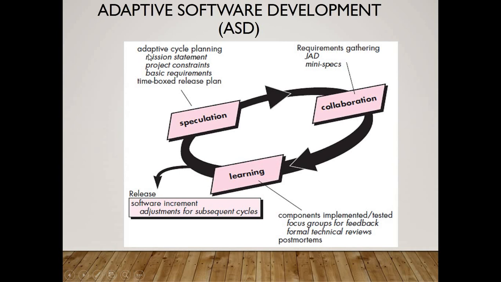In speculation there are several things: adaptive cycle planning, mission statement, project constraints, basic requirements, and time-boxed release plan. In collaboration we will have requirement gathering, JAD, and mini specs. In the learning phase we will have components implemented or tested, focus groups for feedback, formal technical reviews, and postmortems. After this learning phase we will release the software increment. So this is the main figure, with the three main phases. Now we will discuss all the phases one by one.